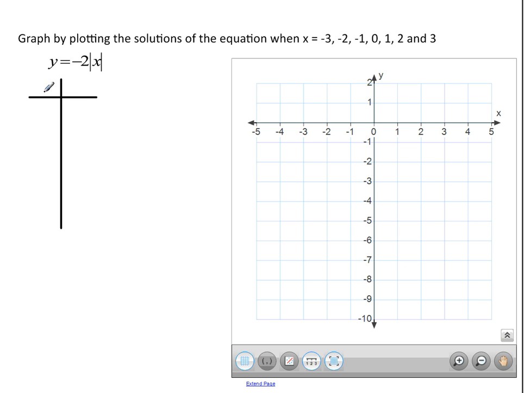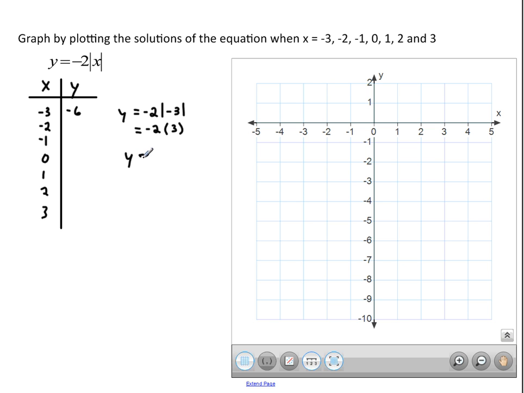So, all right, we're going to make up our table. I've got my x column, I've got my y column, and what I'm going to do is substitute in for my values, starting with x equals -3 and working my way all the way over to +3. So -2, -1, 0, 1, 2, and 3. Okay, what happens? Well, if I substitute in -3, I'm going to be multiplying -2 times the absolute value of -3. Well, I know that the absolute value of -3 is +3, and my result will be -6.